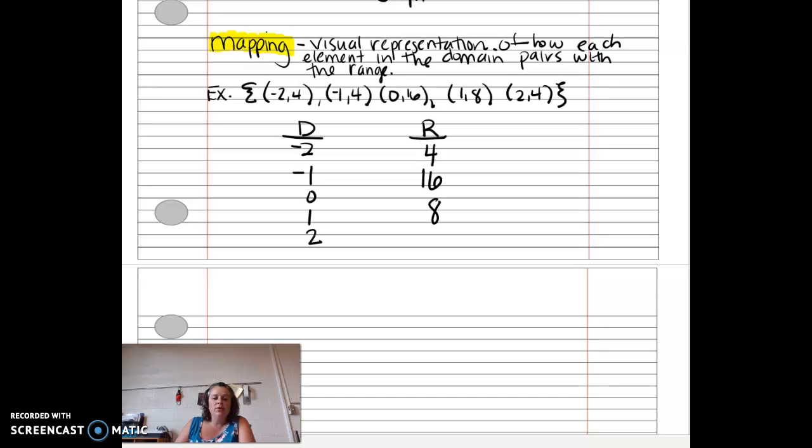And then what we get to do is map from the domain to the range. So -2 went to the 4, so I'm just going to draw an arrow to that. The -1 went to the 4. The 0 went to the 16. The 1 goes to the 8. And then the 2 goes to the 4. So you're just drawing a map of whatever numbers in the domain go to the range.